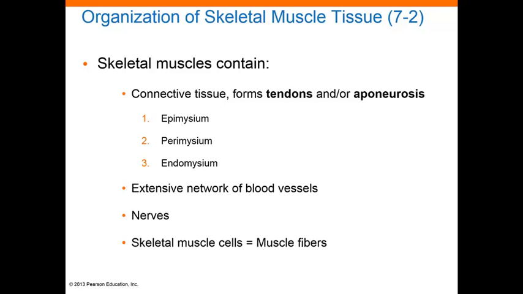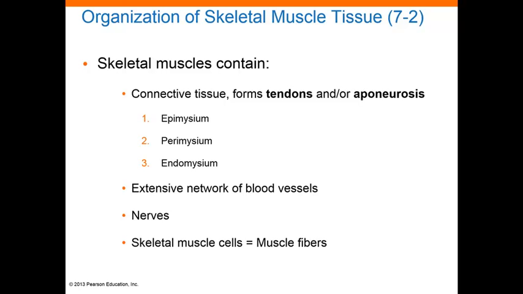Where the ends of all 3 layers of connective tissue come together and attach to a bone, that forms a tendon. Similar to tendons, aponeuroses are a broad sheet of collagen fibers that connect muscle to each other, but do not necessarily connect bone to muscle.